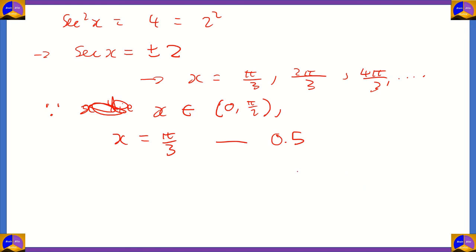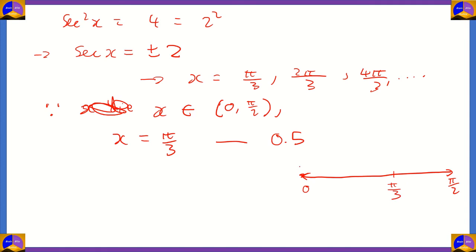So the next thing is that you need to draw a number line. So you can just draw a natural number line. The left side, beneath the arrow, you just write 0. Beneath the right side, you can just write pi by 2. And anywhere on this number line, you can mark a point and then write pi by 3.